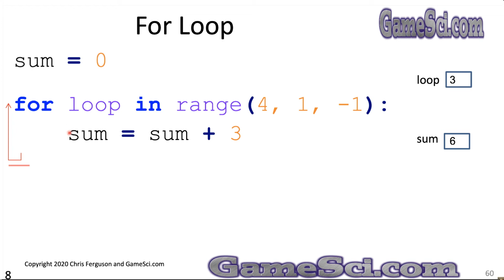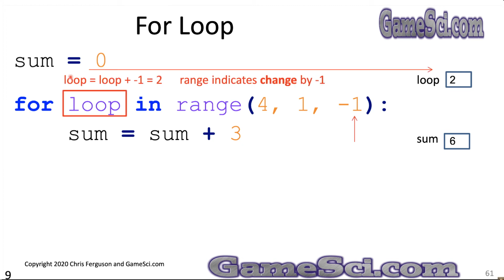When you reach the end of the indented code, we come back up here and evaluate the loop again. Loop equals loop plus minus 1 sends it down to 2. Range indicates change by minus 1. This third parameter of the range says we're going to go down. We're going to loop backwards, 4, 3, 2, not forwards.